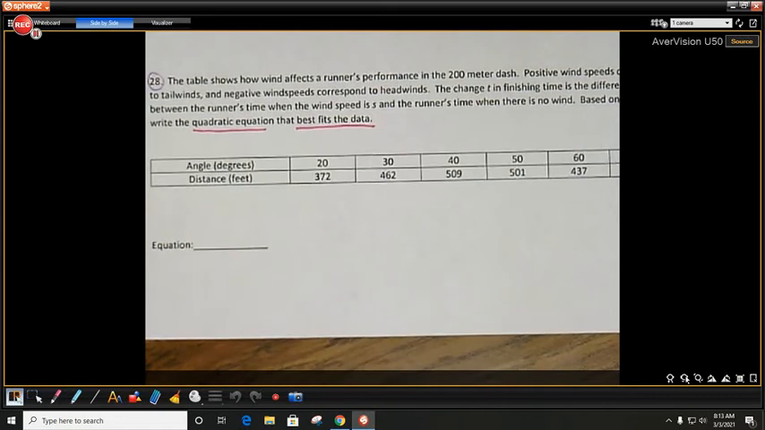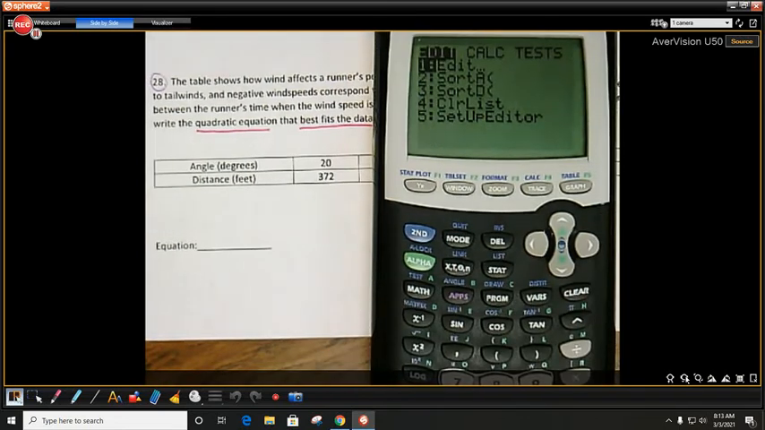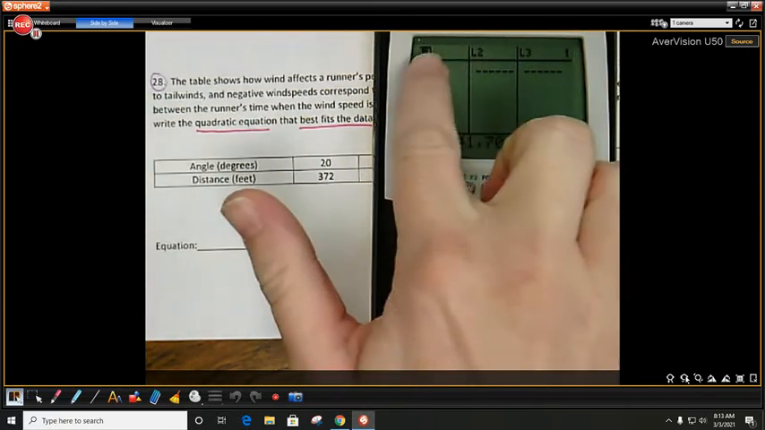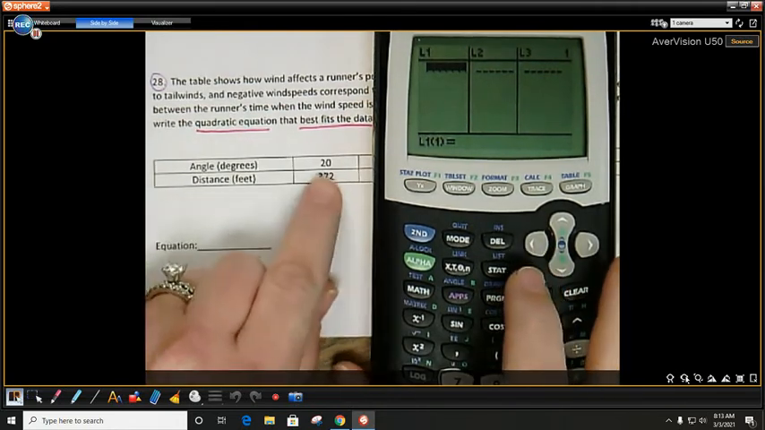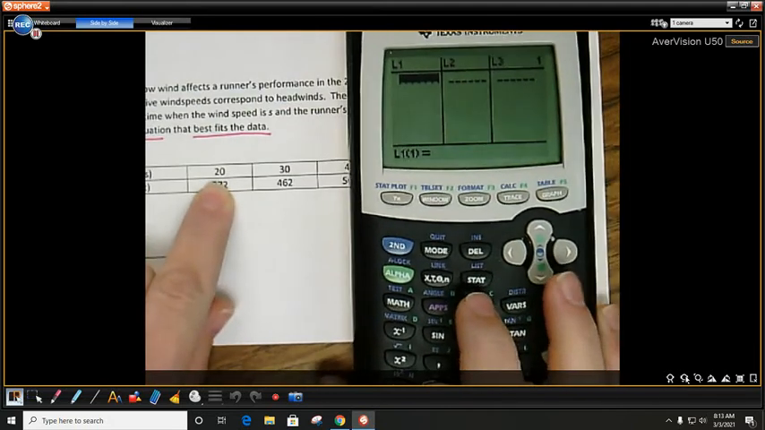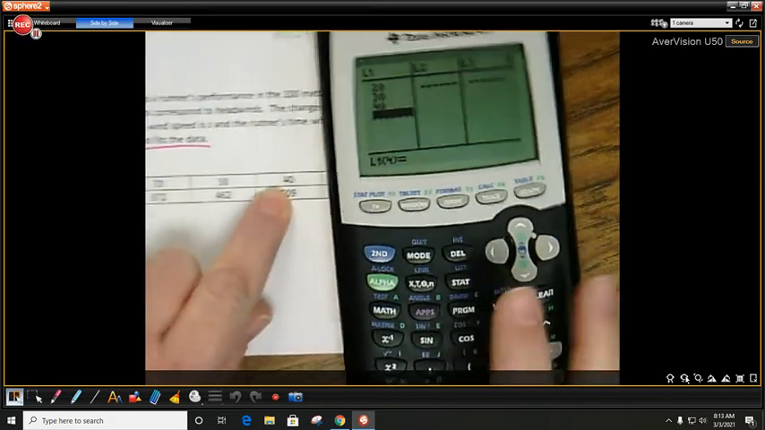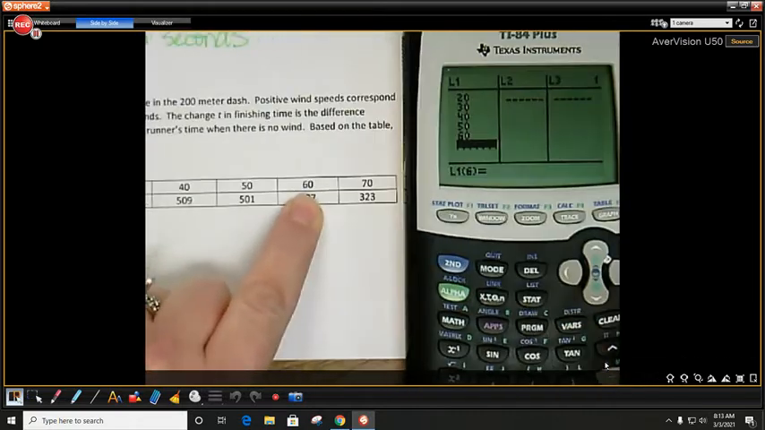So we're going to go to our calculator and we're going to go to Edit. We need to clear out our lists. You highlight the L1, highlight the L2, hit clear and enter, and it will clear the whole list. Okay, so we are going to put in 20, 30, 40, 50, 60, and 70. Okay, those are my X values, or my L1 values.